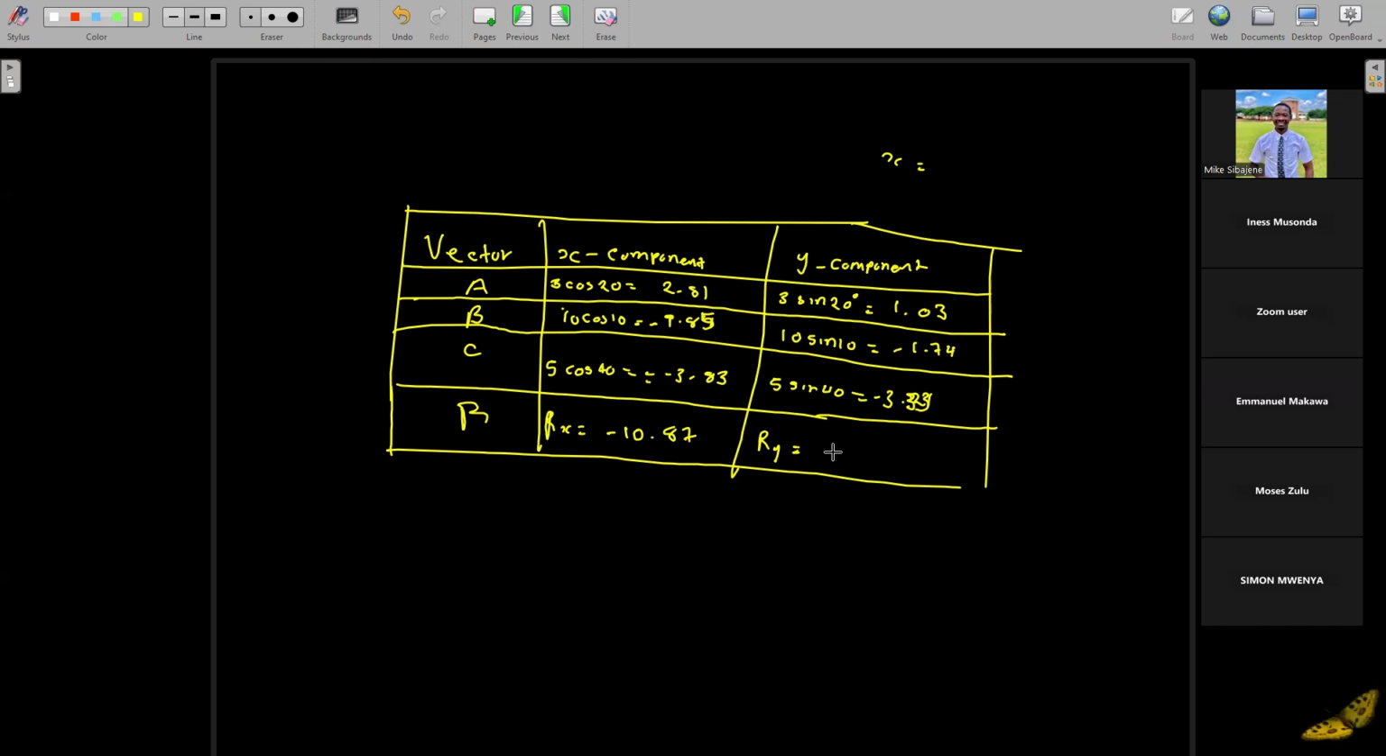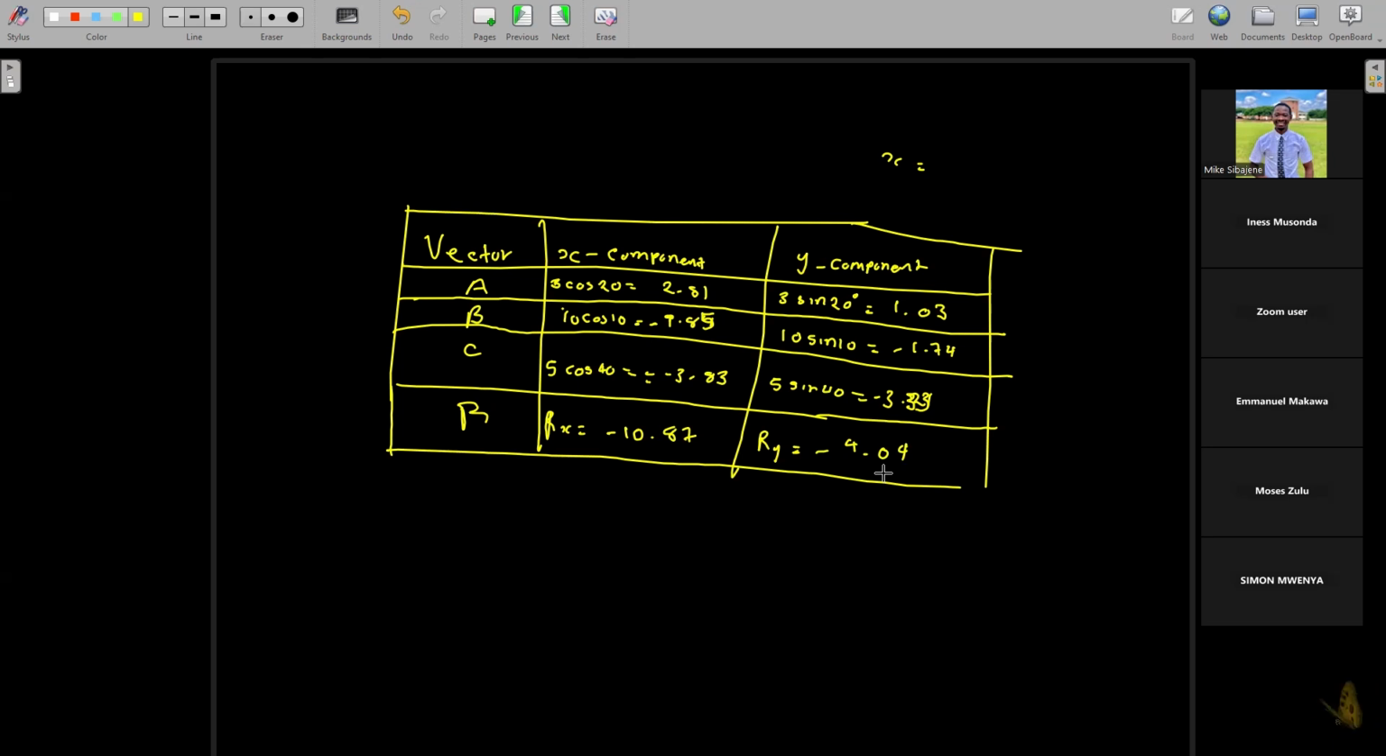The y component of C, 5 sine 40, is equal to negative 3.33. Then the total for Y is negative 4.04. Okay, you are correct. All of you are correct.